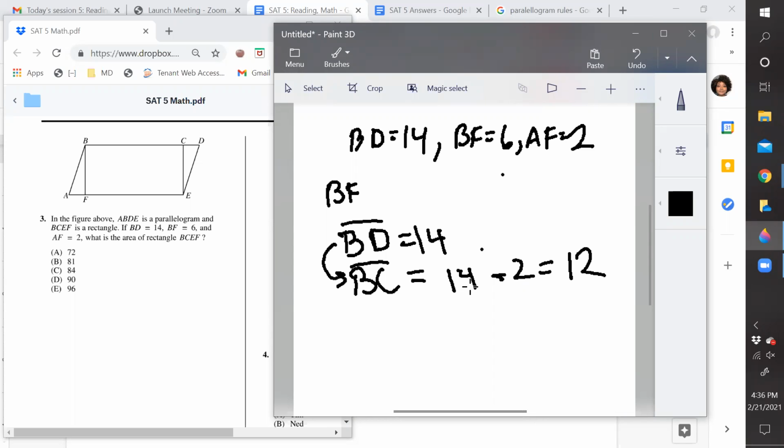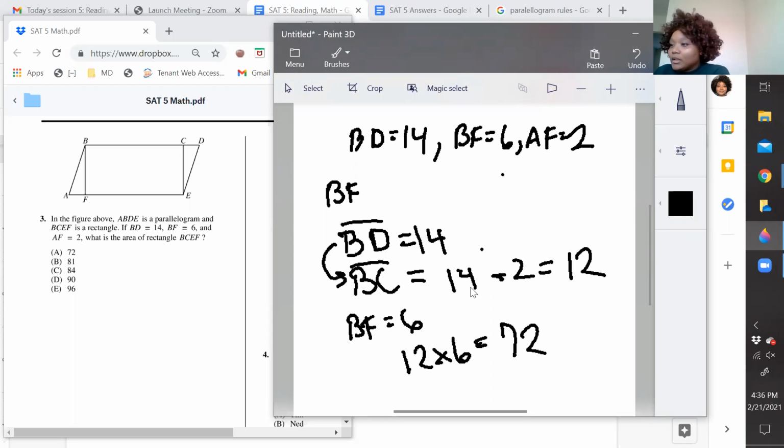And so they already give BF, which is 6, and the area of a rectangle is length times width. So you would multiply 12 times 6 and you get 72. Yep, that's correct. Thank you very much. That was perfect.